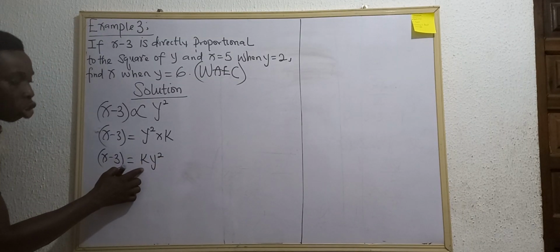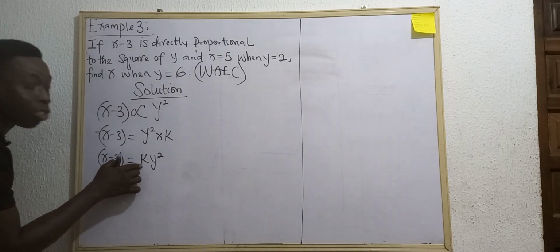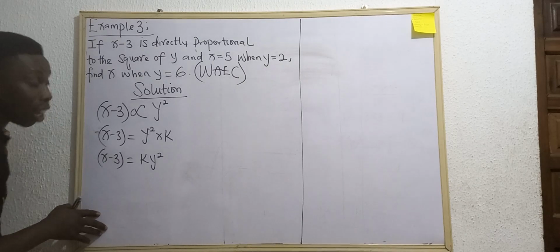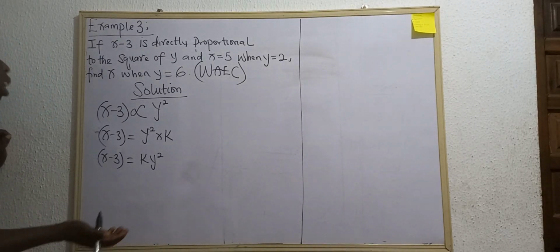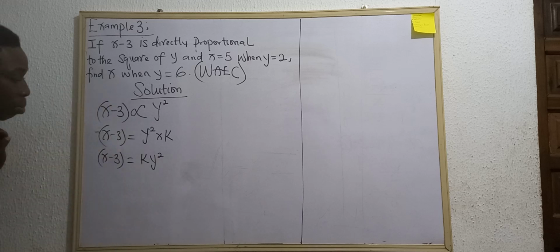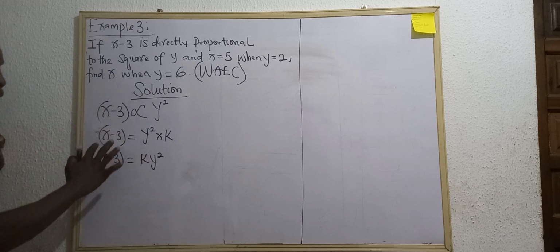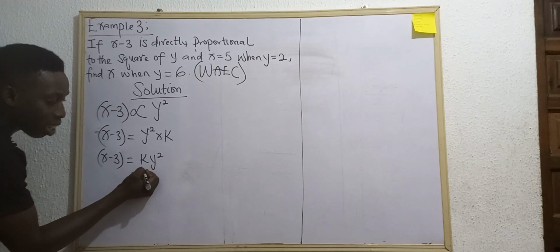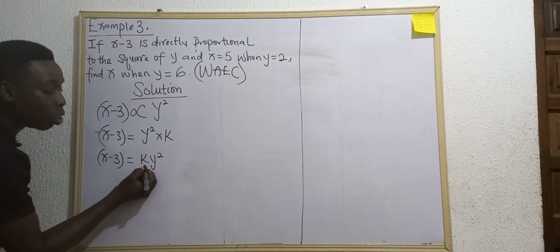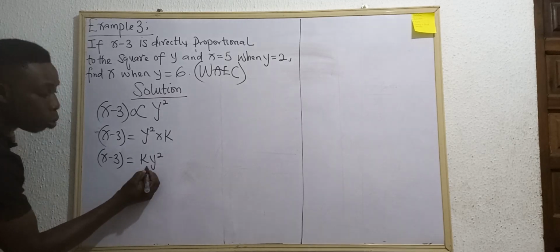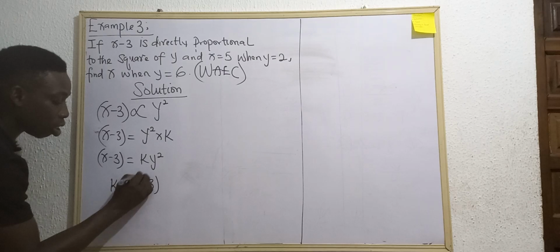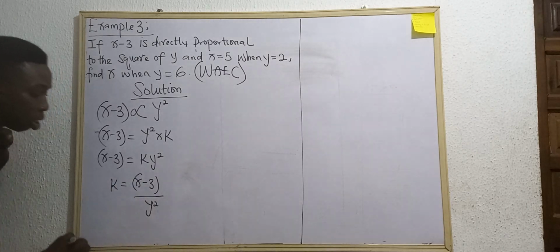Then from here, you can decide to make k the subject of the formula, since we are looking for k, before you substitute the values given to you. Or you can decide to substitute your values first, and you still arrive at the same answer. So let's solve this in another way. By making k the subject of the formula, we have k equals x minus 3 over y squared.